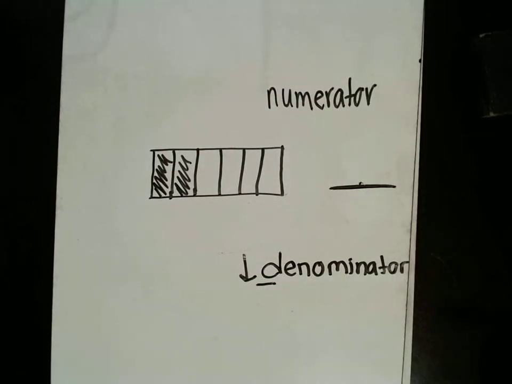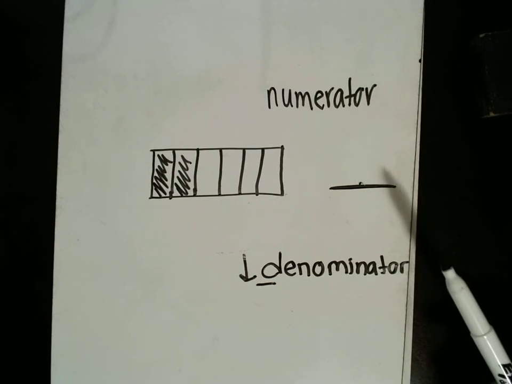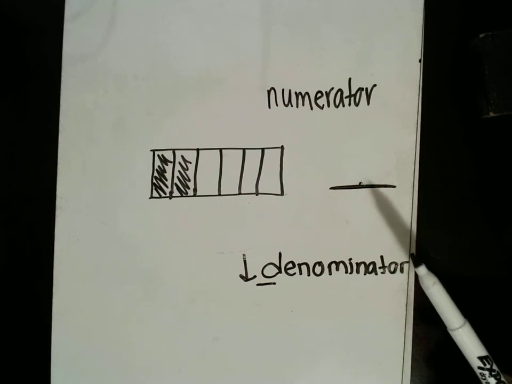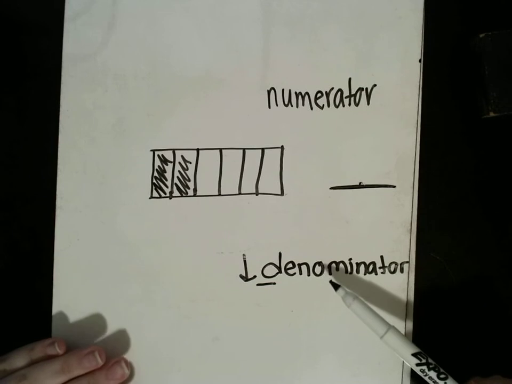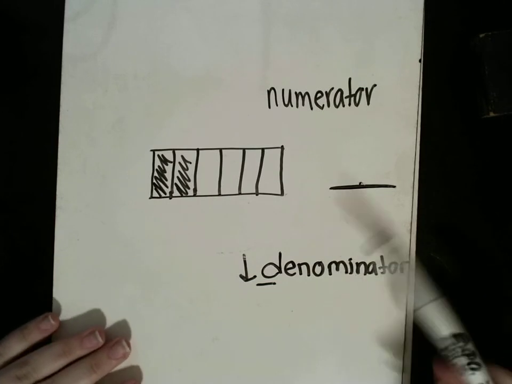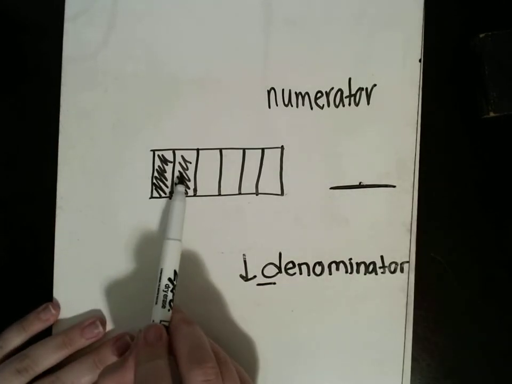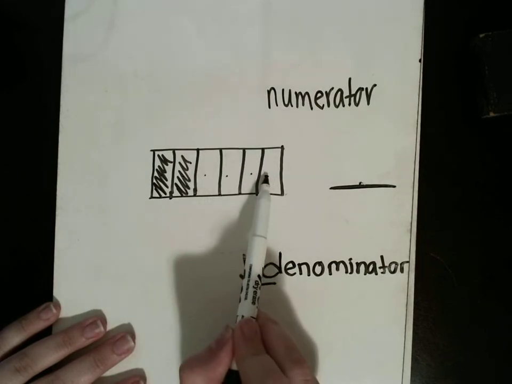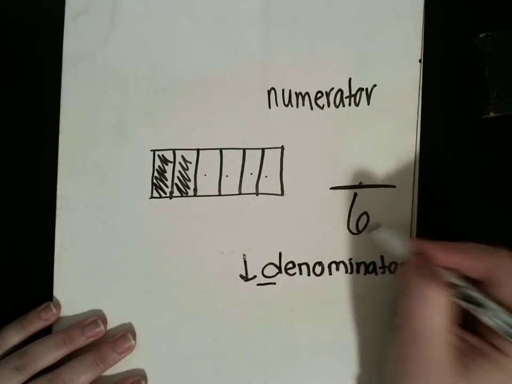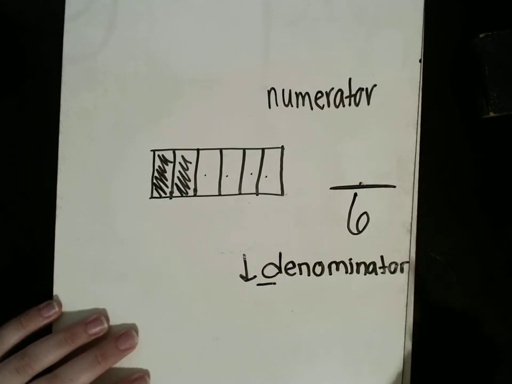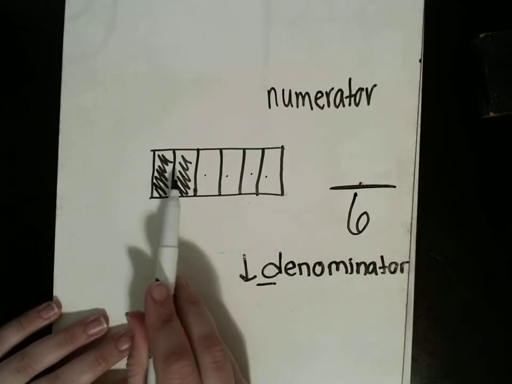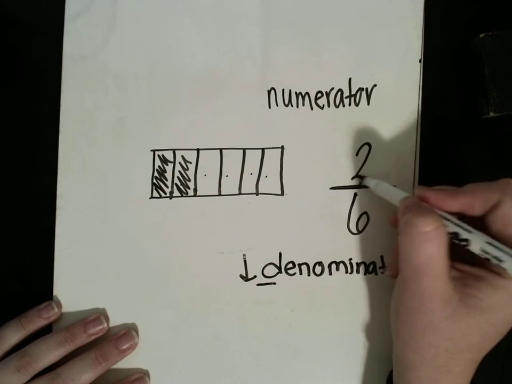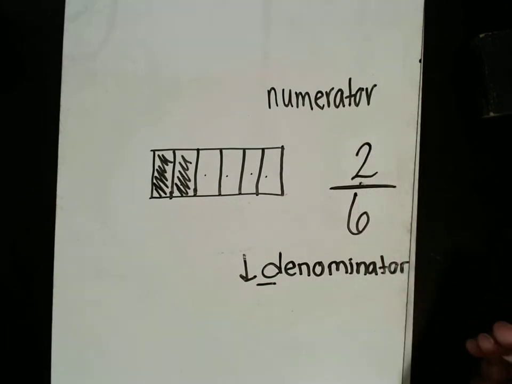So, if I were to ask you what fraction is shaded in, well, we're going to start with the denominator. We're going to count how many equal pieces there are. There are 1, 2, 3, 4, 5, 6. There are 6 equal pieces. How many are shaded? 1, 2. So that means 2/6 of this shape is shaded in.